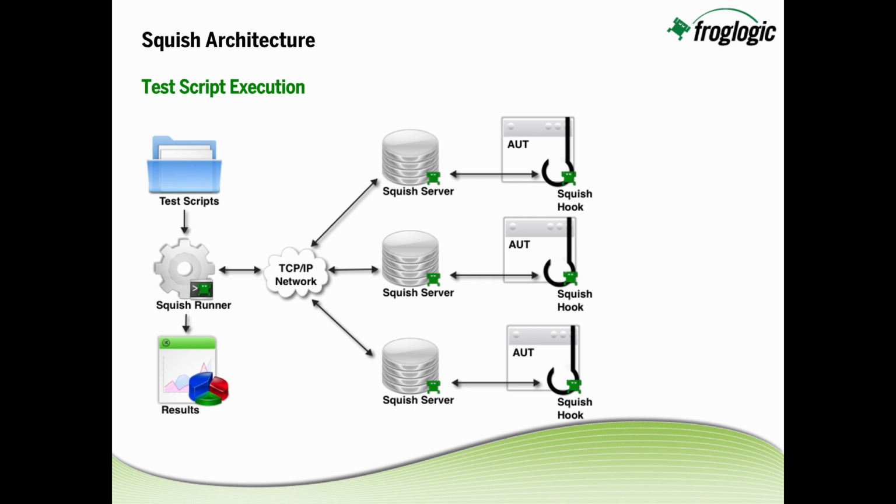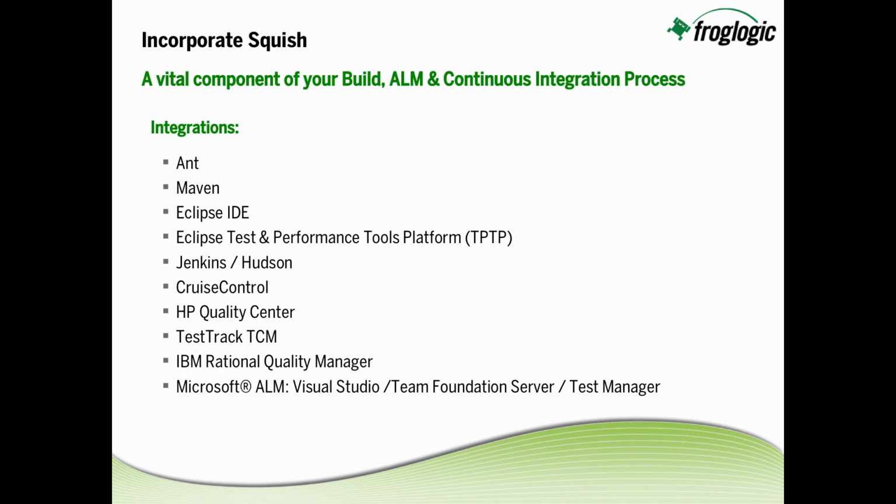And from those Squish servers, each of those, based on the technology it's working with, is hooking into the application under test and executing your scripts, returning the information about the execution back to the Squish runner, which generates the reports. We generate those reports in XML, and there's a number of different output options, as well as the integrations that we offer and their output options. Now, here's some of the integrations that we offer, and the complete list of integrations is also available from our website.